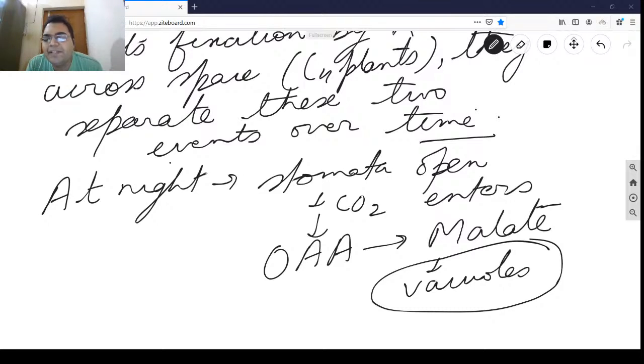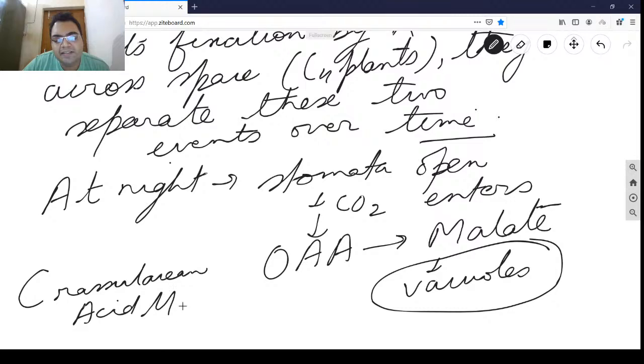And since this method of CO2 fixation was first discovered in stone crops, perennial flowering plants of the family Crassulaceae, it is known as Crassulacean acid metabolism, that is CAM. Then the plants are known as CAM plants.